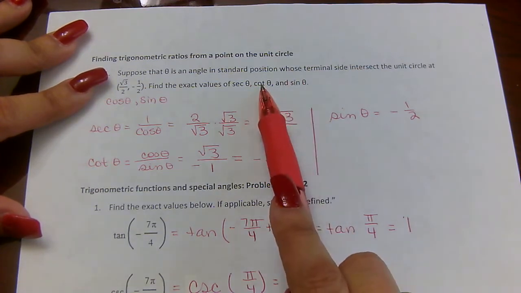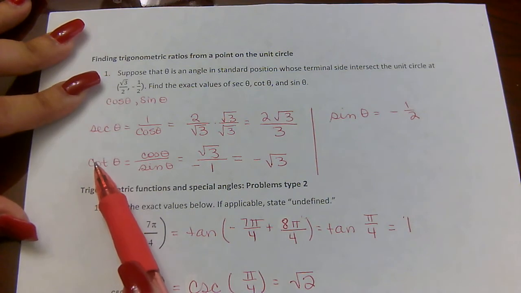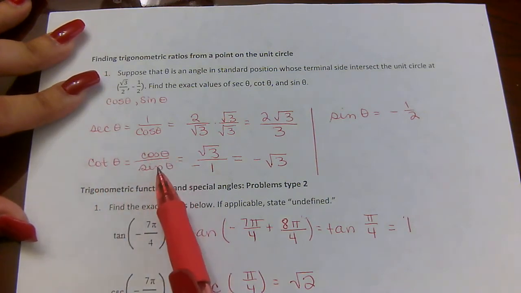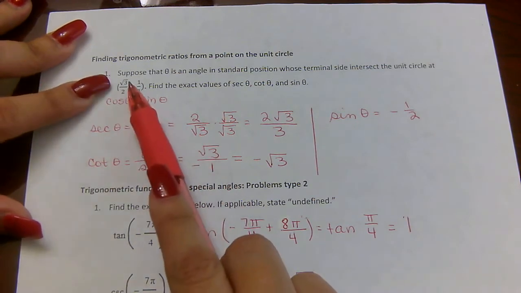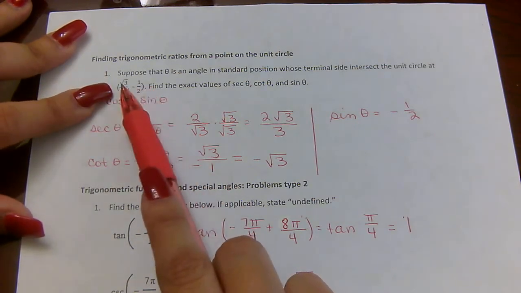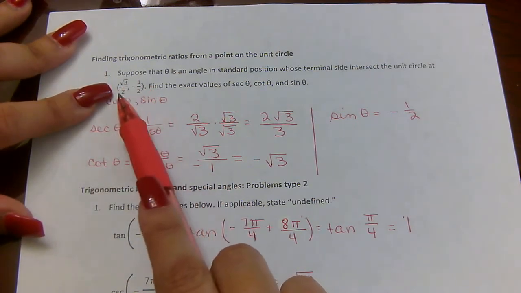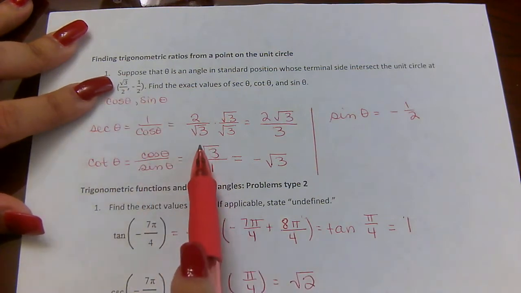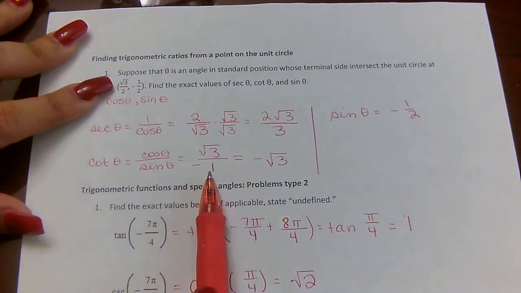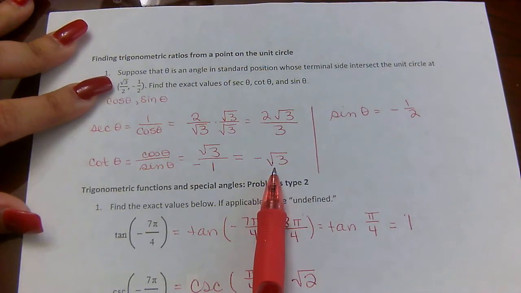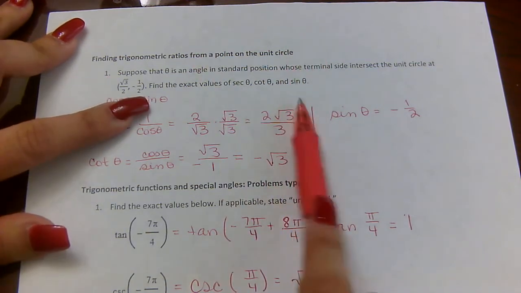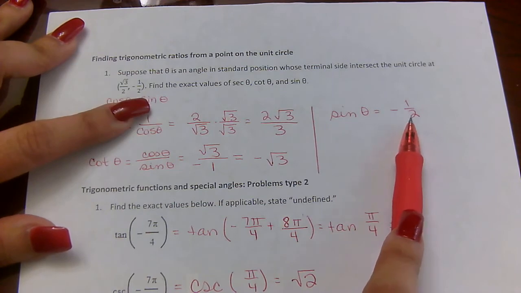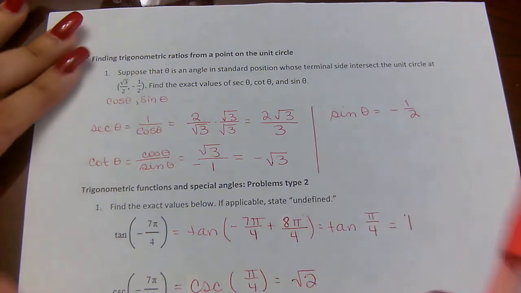Okay. The next one will be cotangent. Cotangent you can think of as cosine over sine or x over y. X is going to be just the numerator part because remember the denominators will cancel out. So I'm looking at the square root of 3 divided by negative 1, or in other words, simplified negative square root of 3. Sine, that's just our y value, and it's already listed as negative 1/2, and you're done.